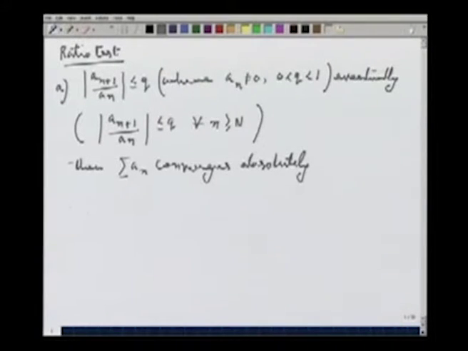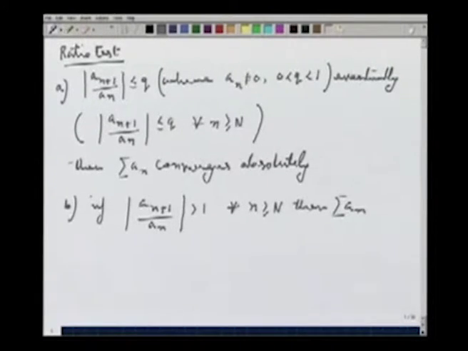Then part B is: if modulus a_(n+1) by a_n is strictly bigger than 1 for all n bigger than or equal to capital N, then summation a_n diverges.